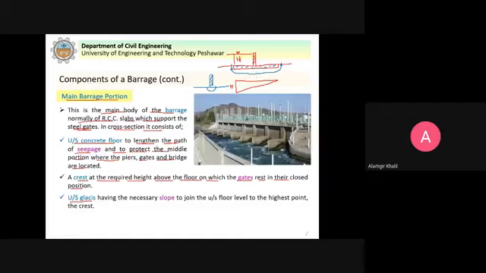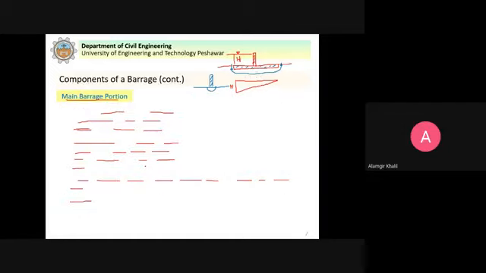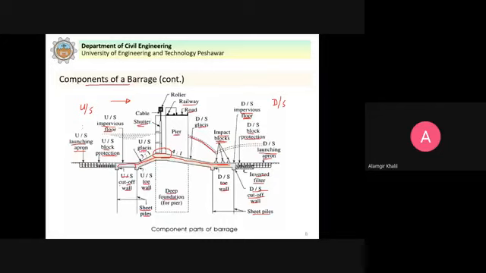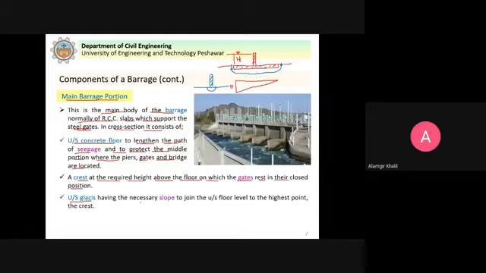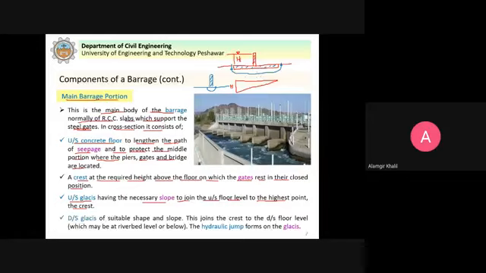Upstream glacis, the sloping side on the upstream side here. This is the upstream glacis, having the necessary slope to join the upstream floor level to the highest point, that is the crest. Similarly, we have the downstream glacis of suitable shape and slope. This joins the crest to the downstream floor level, which may be at river bed level or below.